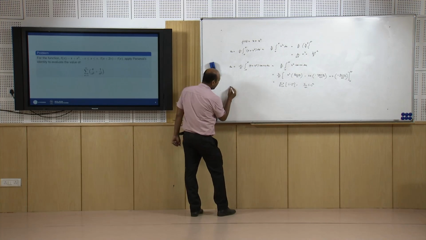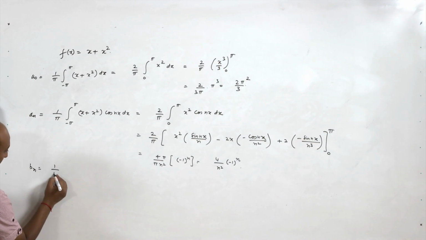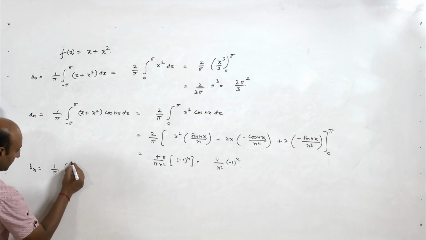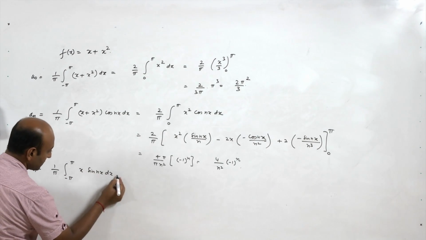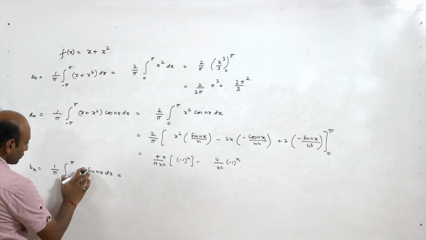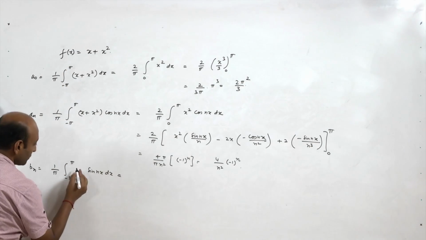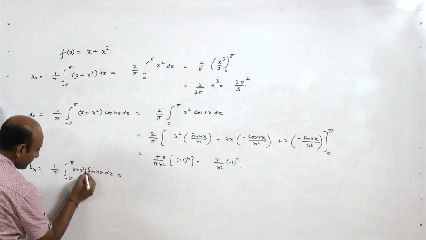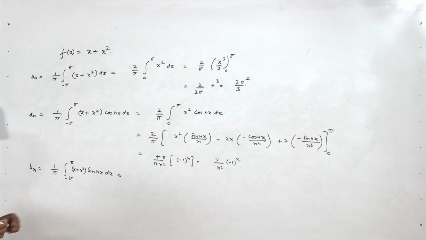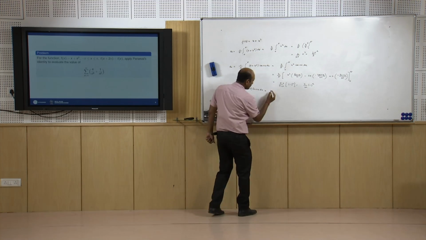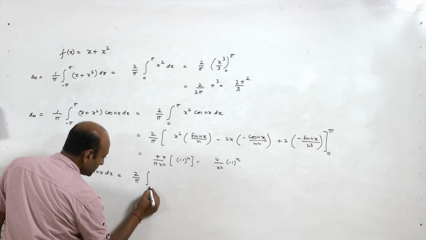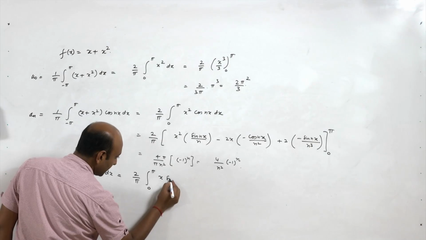Now, let us compute b n. b n is nothing but 1 upon pi integral minus pi to plus pi of f x sine n x dx, sorry, f x is x plus x square. So, it is x plus x square. Now, x into sine n x is an even function and x square sine n x is an odd function. So, the x square sine n x part will be 0, and it will be 2 upon pi integral 0 to pi x sine n x.